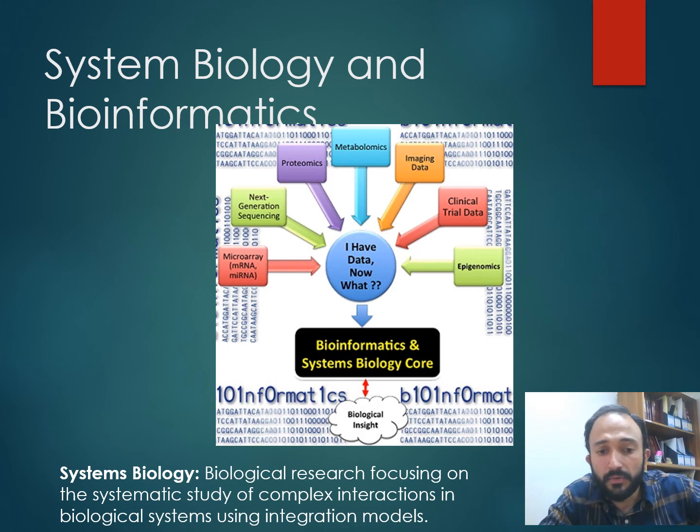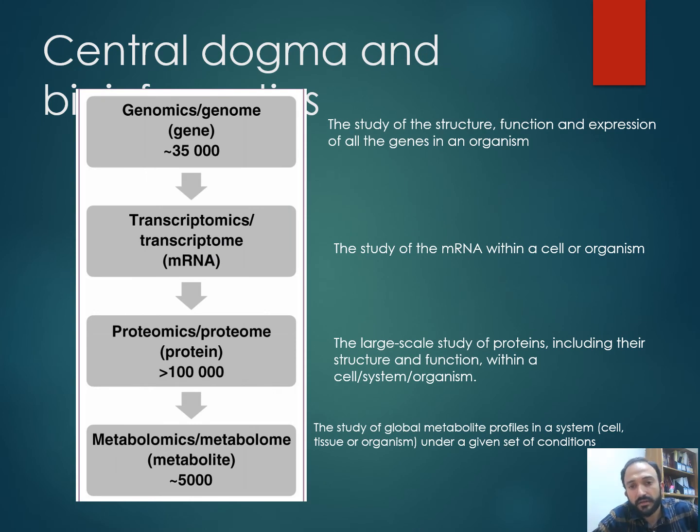Here below, I've just pasted the definition of systems biology so that you can feel that there is no major difference between bioinformatics research, computational biology, or systems biology. And yeah, this is the central dogma. So in molecular biology, we deal with these four things. One is genomics or genome sequences, transcriptome sequence assays, and then proteomics, proteome, and metabolome. You know the difference between those.